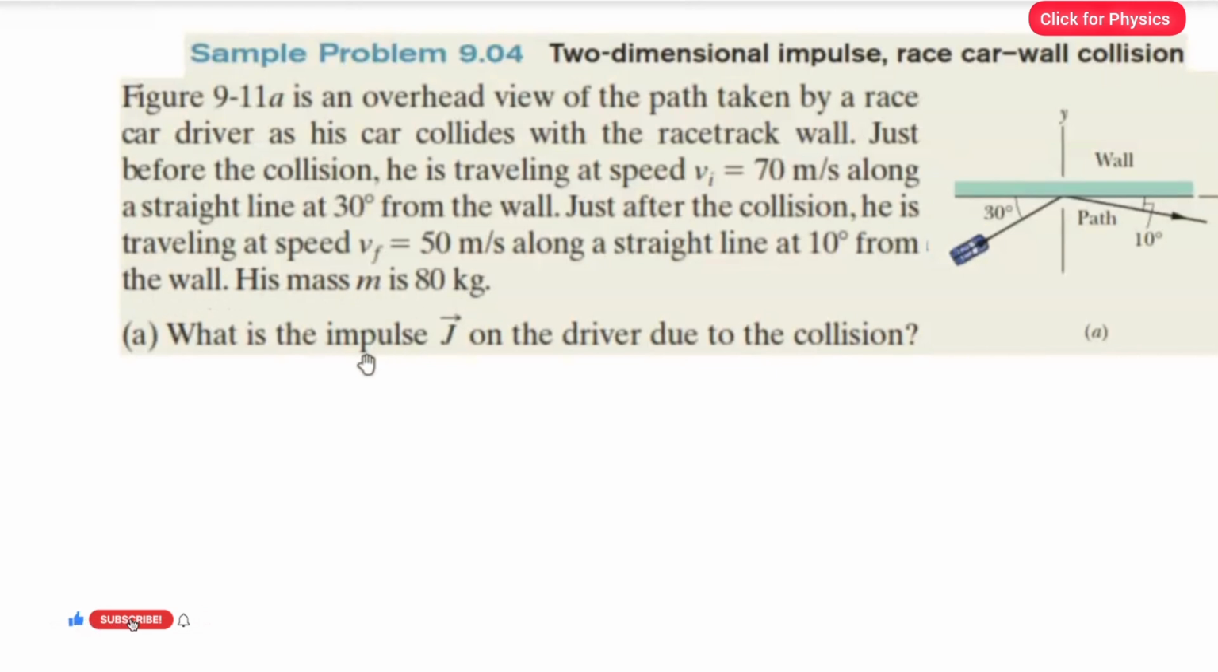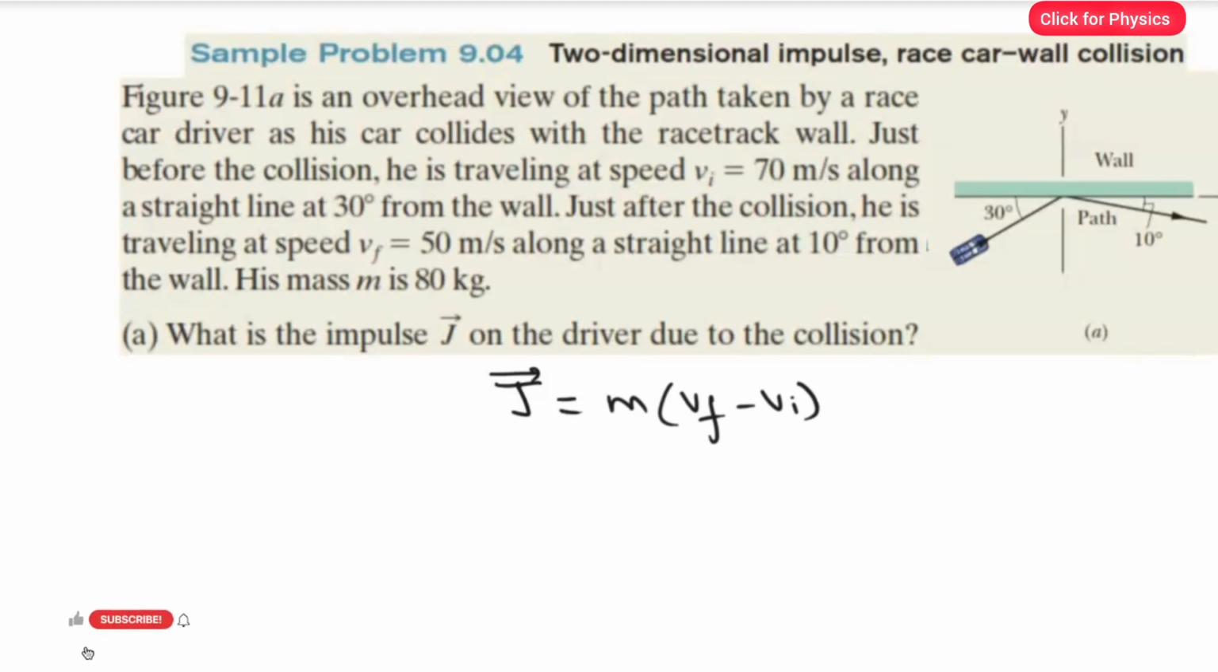So here we have to answer the first question, which is: what is the impulse on the driver due to the collision? First of all, let's recall the formula for finding the impulse. Because impulse is a vector quantity, impulse J is equal to mass multiplied by V final minus V initial. So this is the formula, right?